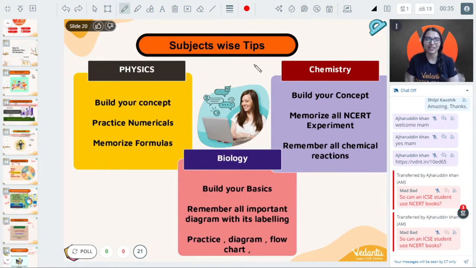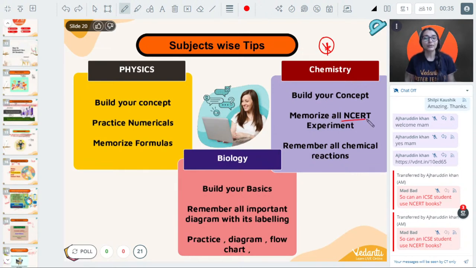What are the subject-wise tips? Talking about chemistry, I guess for physics and biology Maria ma'am and Bhavna ma'am will give you good tips. So you have to focus on building the concept. Concept understanding is important. If someone tells you chemistry is a subject where you have to cram the reactions, that is wrong. They are telling you wrong. You say no, we will understand the concept. We don't have to learn the reaction formulas, we have to understand them.